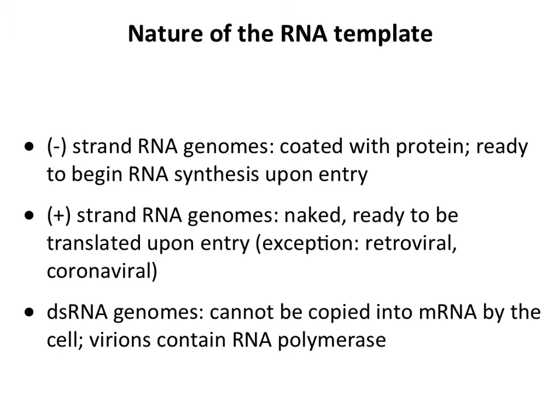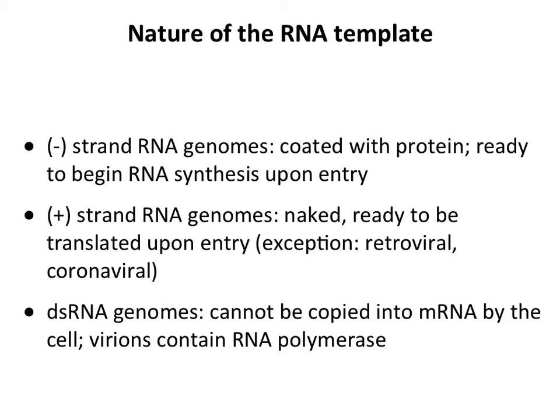Now the plus strand genomes are typically naked in the virion. So poliovirus, for example, the genome is plus stranded. And the first thing that happens is it gets translated. It doesn't need to bring anything in with it. So the RNA is naked in the capsid.